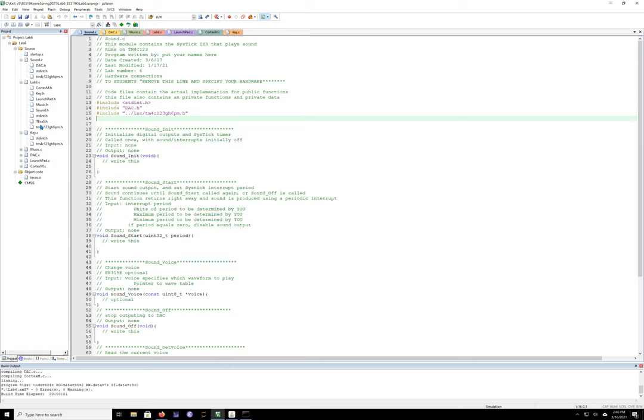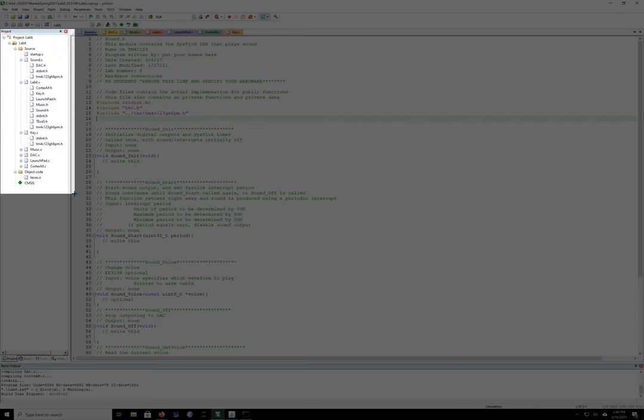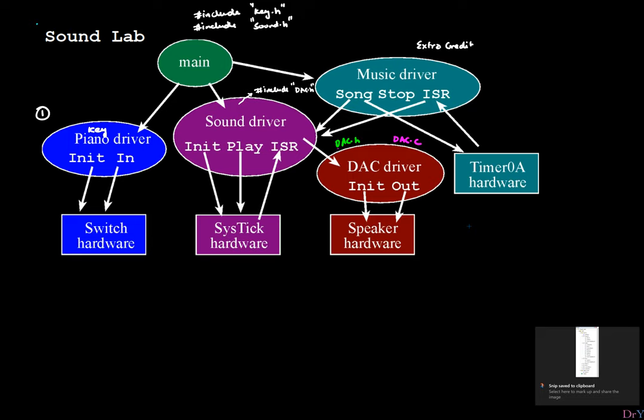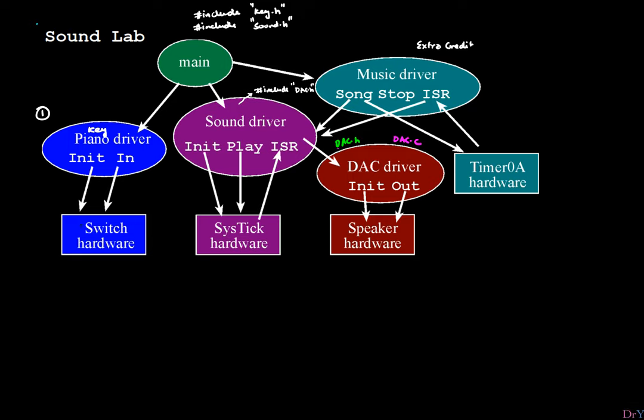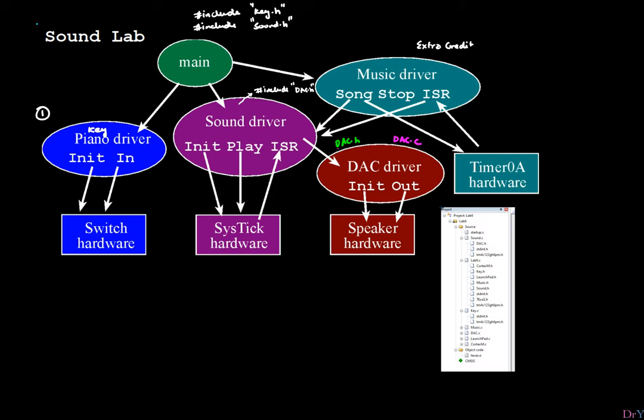So I'm going to copy this project tree from here, and I can visualize what is being told here. My lab6.h is including, don't worry about these guys, just focus on the key.h, which is this module right here. It is including my music.h, which is this module right here. It is including my sound.h, which is this guy right here. Those are the three things we are interested in right now.